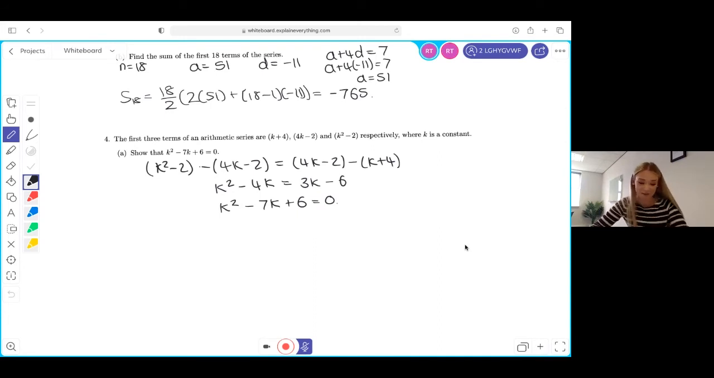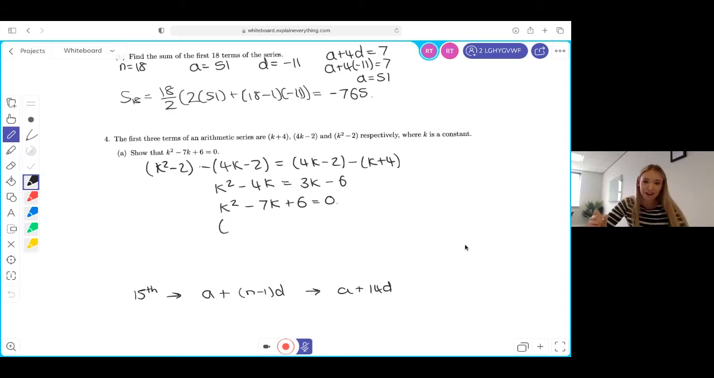But we have a second part to that question, which is, given also that the common difference of the series is positive, find the 15th term of the series. So if we wanted the 15th term, that would just be a plus n minus 1 d, where n is 15. So that would just be a plus 14d. So first of all, we need to solve this for k so that we can work out our common difference between them then.